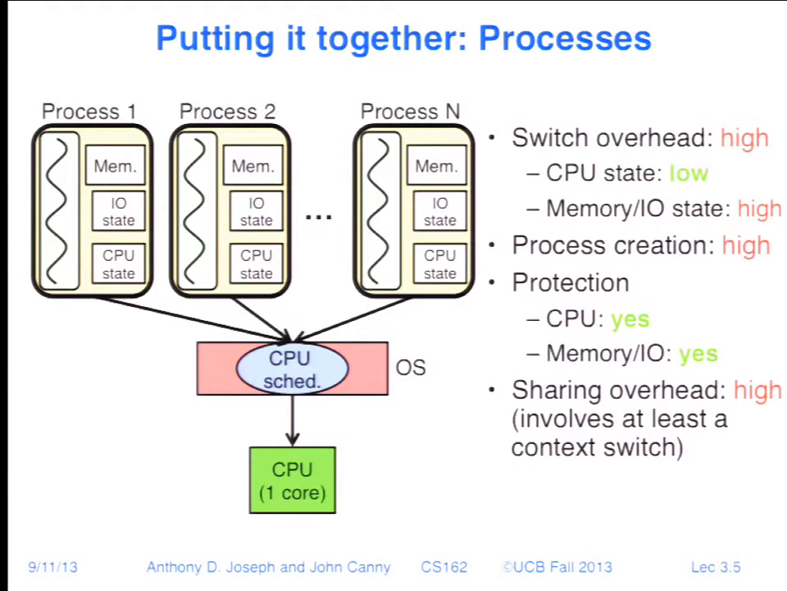And we also saw last time that it's kind of expensive to do shared memory. You have to somehow allocate blocks from different processes that are the same physical block. And then also you have to do a context switch between them, so something written by one process can be read by another.